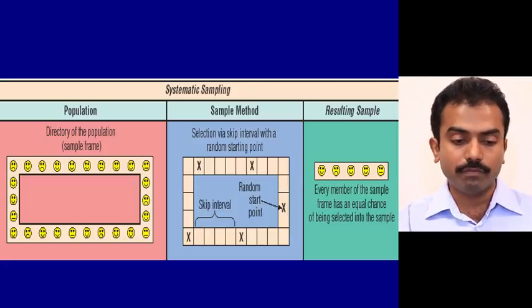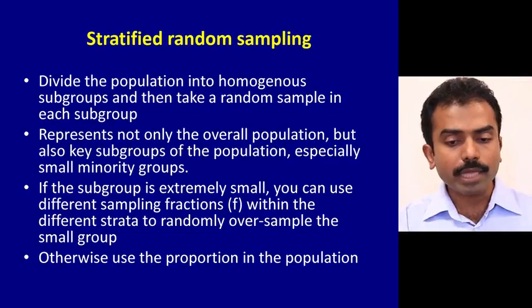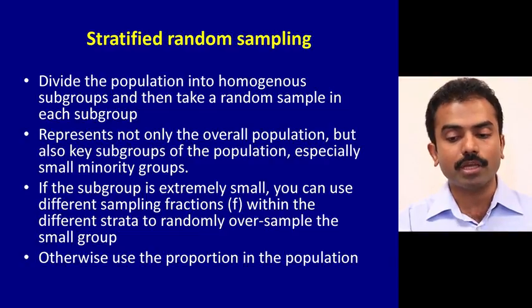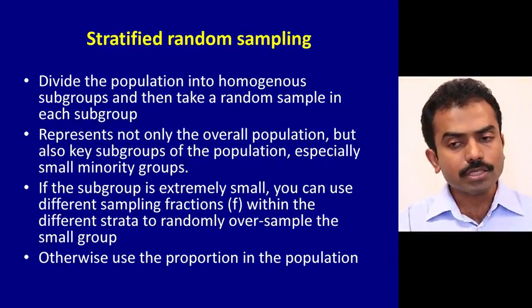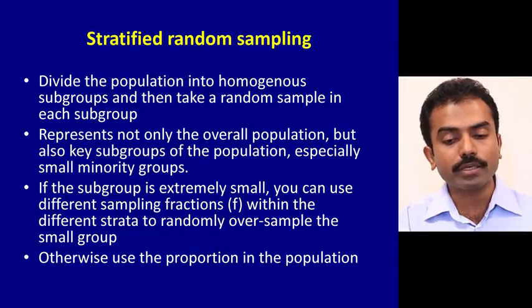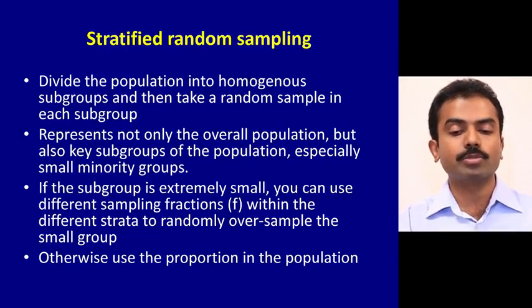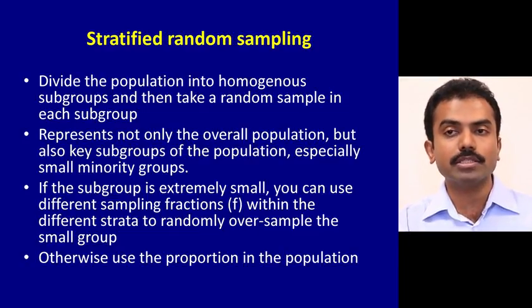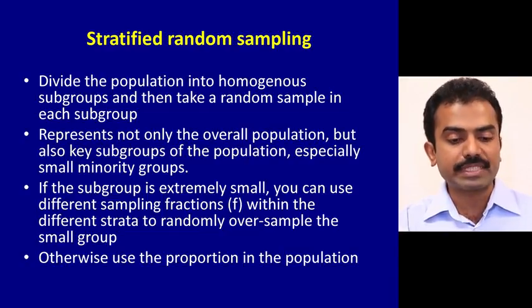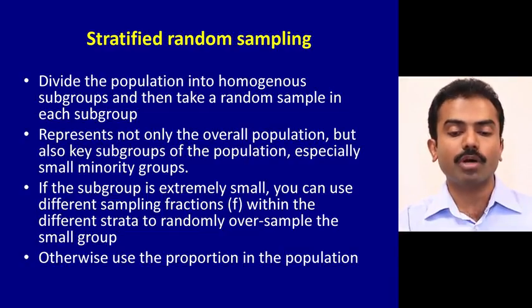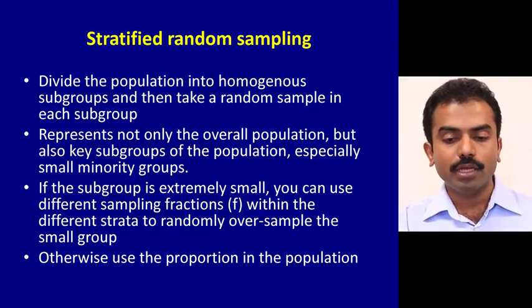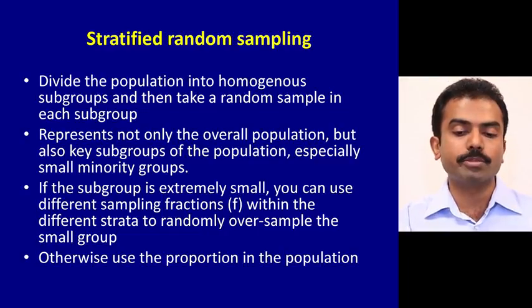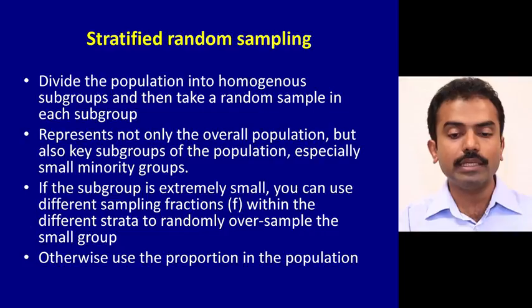It's often very useful. The other method is stratified random sampling. One of the things is that in simple random sampling or systematic random sampling, it is quite possible that you may not get certain minority groups that maybe you are interested in. So if you want to ensure that these minority subgroups are in fact represented, then you go for what is known as stratified random sampling, in which you first of all divide the population into homogeneous subgroups and then take a random sample in each subgroup.